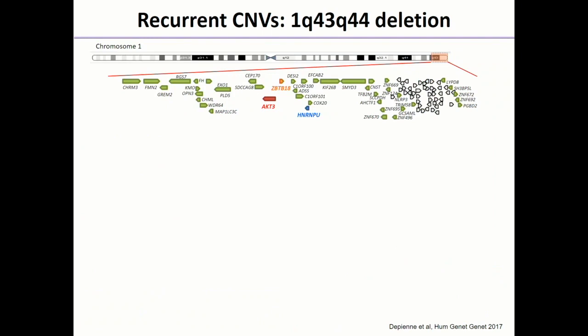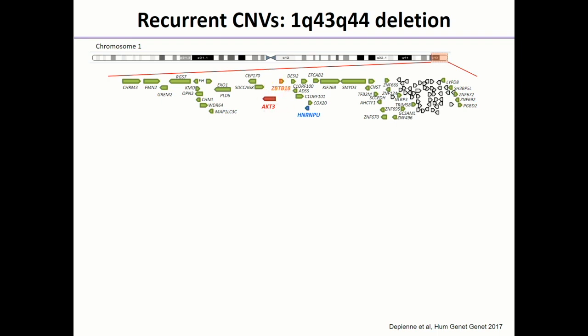The second recurrent CNV found in patients with ACC is the terminal deletion of chromosome 1q. It's a region of about 10 megabases that contains many genes, but only 3 of them are intolerant to haploinsufficiency. You can see them here in color.